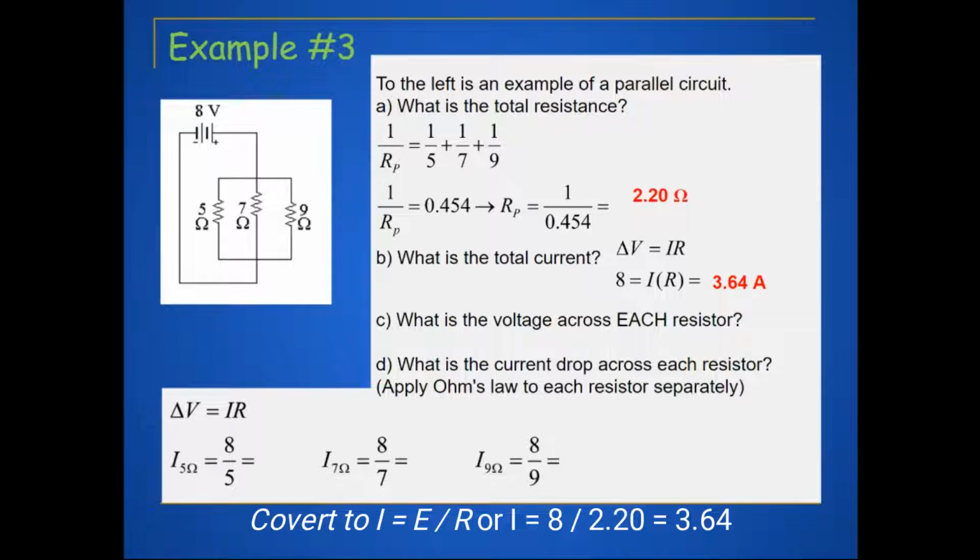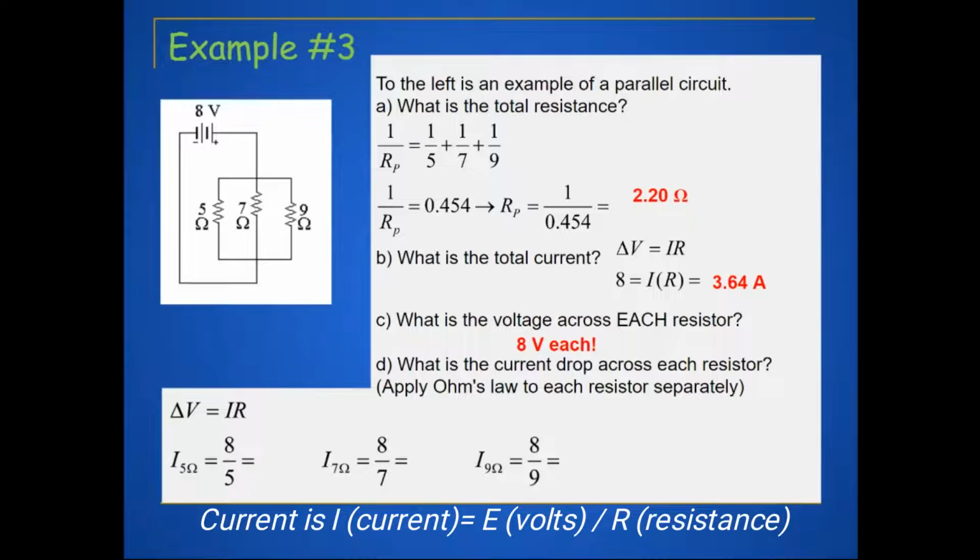What is the voltage across each resistor? And so we know that it is shared. So for this one right here, it's going to be 8 volts. That's the voltage across each resistor. And then what is the current drop across each resistor? Again, we have to use Ohm's law. And so you can see the calculations here.